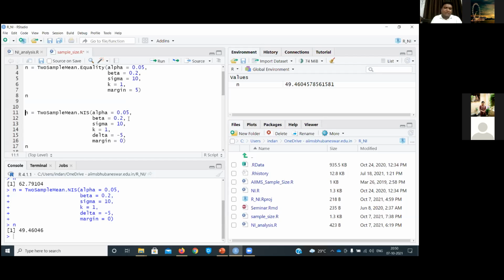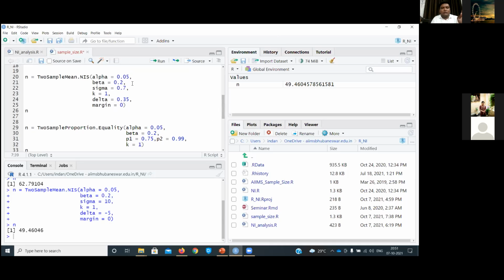You know why mathematically the sample size here is less? Because in a non-inferiority study, the test done is always one-sided, whereas for a superiority study, the test of statistical inference done is two-sided. So that's why the sample size calculation is more for a superiority study compared to a non-inferiority study when all the other parameters are the same. Okay, right?